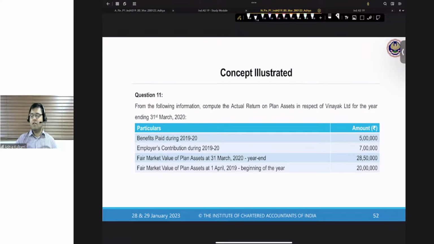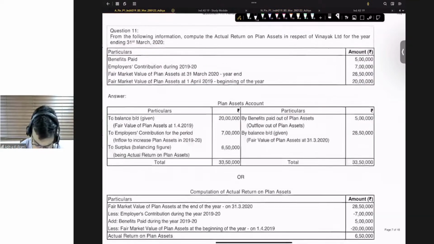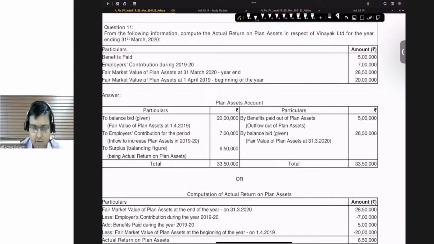Now coming to the concept of plan assets, we have some small questions. From the following, compute the actual return on plan assets in respect of Vinayak Limited for the year ending 31st March 2020. Benefits paid is given, employer's contribution is given, year-end balance is given, opening balance is given. This is an insult to your intelligence, but it is a question, so we will have to do that.